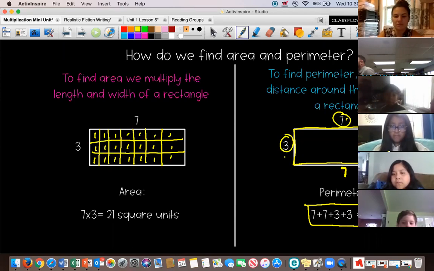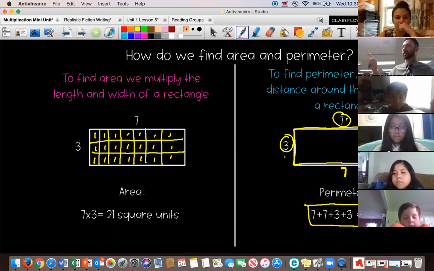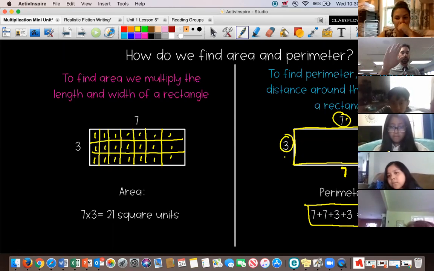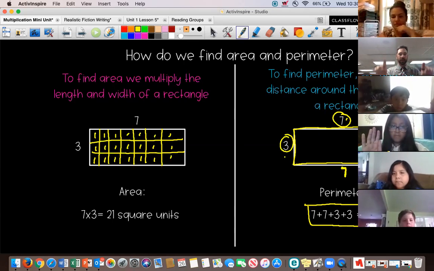Some people might want to do 7 plus 3 is 10, and then do that twice. Some people like to add the 7 and 7 and the 3 and 3 first, and that's fine. Whatever strategy you want to use to add up the outside, that's completely up to you. So one more time, hand signals. Area is the space in the middle, area. Everybody should be doing it with me, area. And perimeter is the distance all the way around the outside of the rectangle.